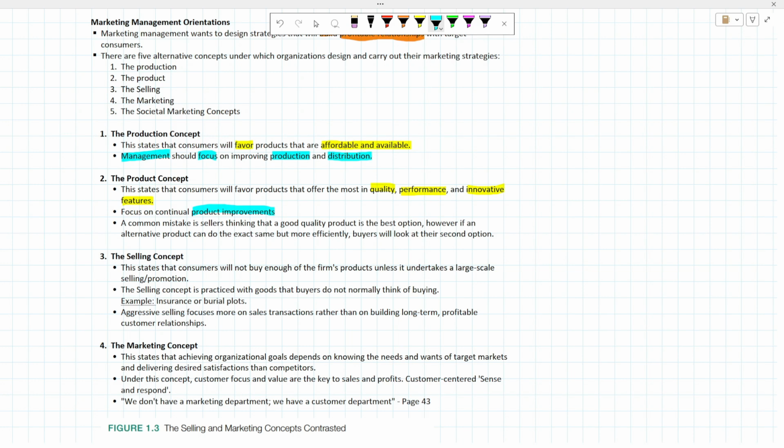So aggressive selling focuses more on sales transactions rather than on building long-term profitable customer relationships. So this is one of the downfalls of just aggressive selling. So I'll put this one in red since it's not a good thing. And you know the disadvantages of the selling concept.